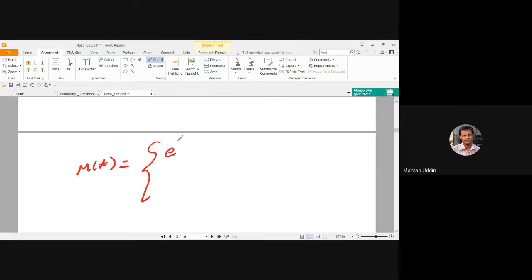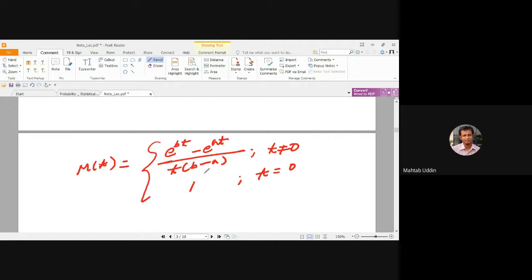So the moment generating function can be written as e to the power bt minus e to the power at, divided by t times b minus a, but the condition is t not equal to 0, and this is 1 for t equal to 0. Here at t equal to 0, this is 1, so by default it has been verified. You need to verify this once again.